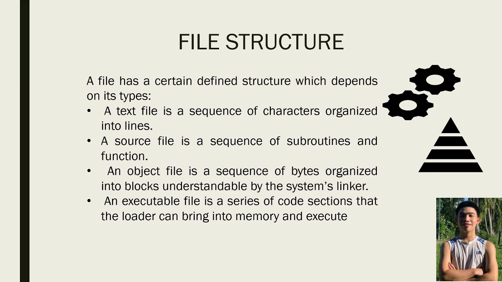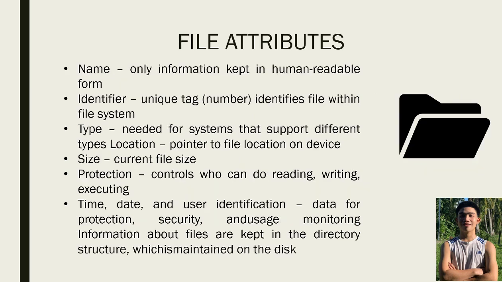A file has a certain defined structure which depends on its type. We have different types of file. If the file is a text file, it's a sequence of characters organized into lines. If it's a source file, it's a sequence of subroutines and functions. If it's an object file, it's a sequence of bytes organized into blocks understandable by the system's linkers. And last, if it's an executable file, it is a series of code sections that the loader can bring into memory and execute.